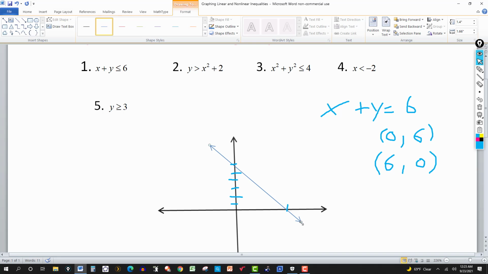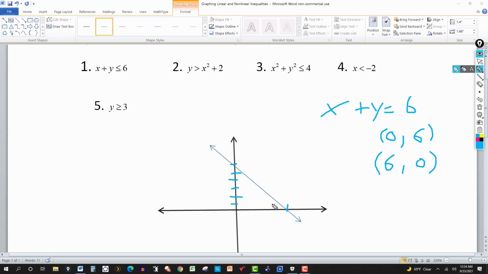So there's several ways to decide. Now all you have to decide is what side are we going to shade. Are we going to shade above the line, or are we going to shade below this line? And there's a couple of ways to do it. You can look at the inequality, what direction it is, but probably the easiest way to do it, or the more conventional way, is to pick a test point.